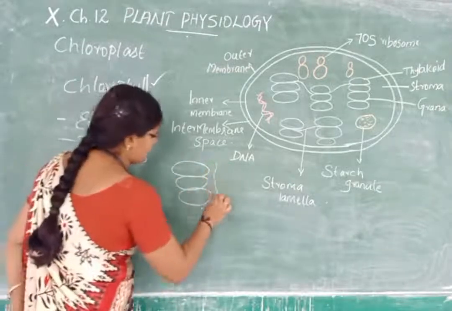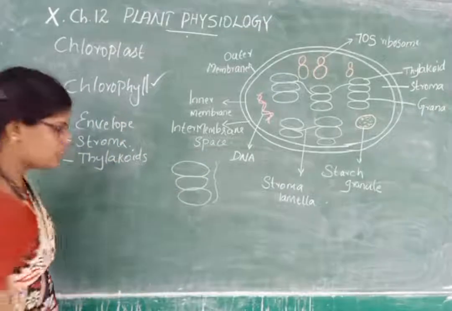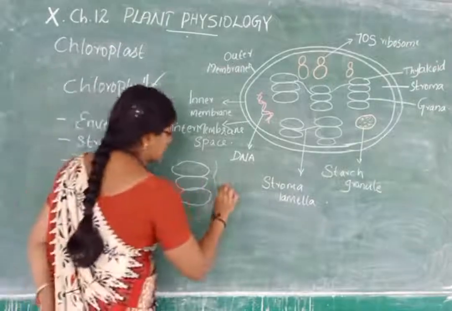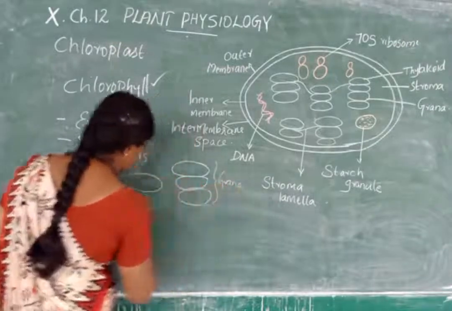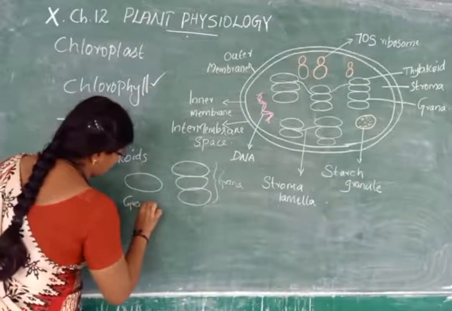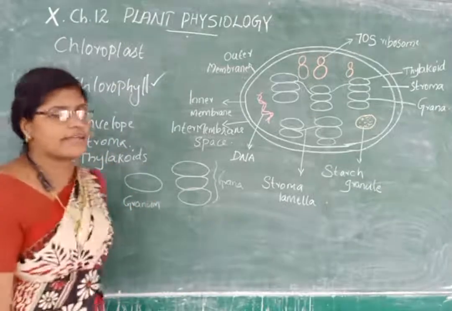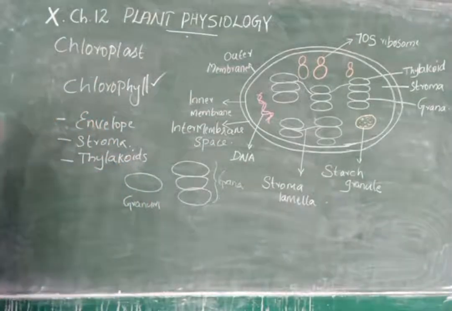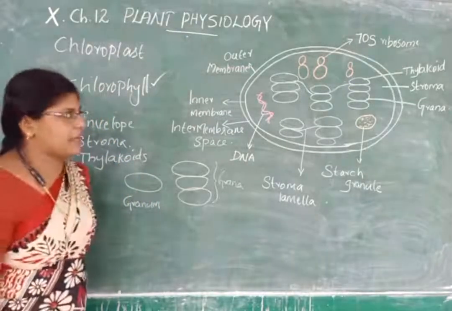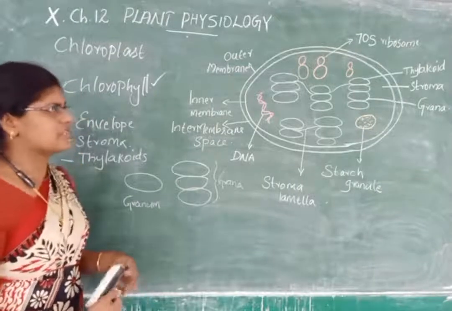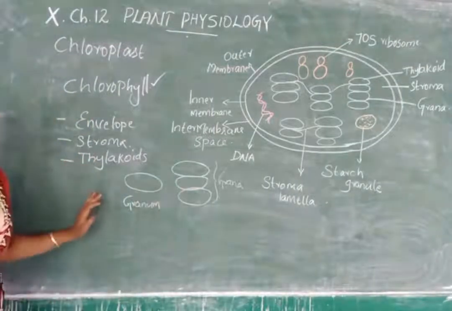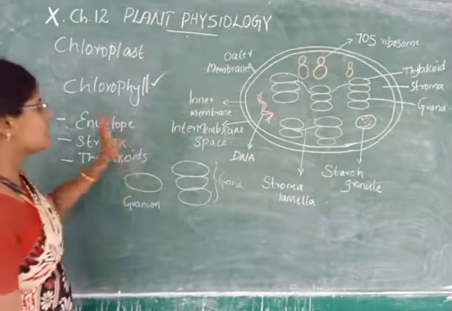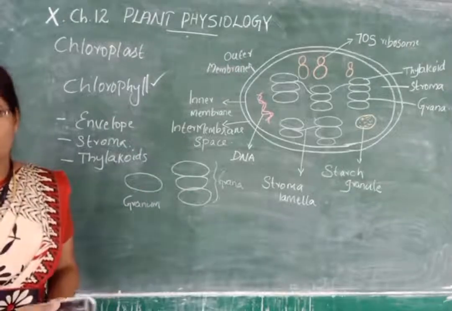This stack is called grana, and the individual unit is called a granum. Adjacent grana are connected by stroma lamella. So this is the simple structure. These are the basic things to note in the chloroplast structure. You have to be thorough about the chloroplast structure.